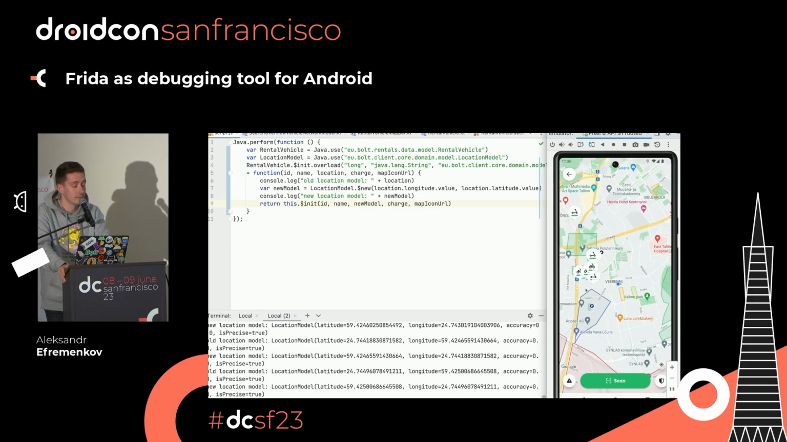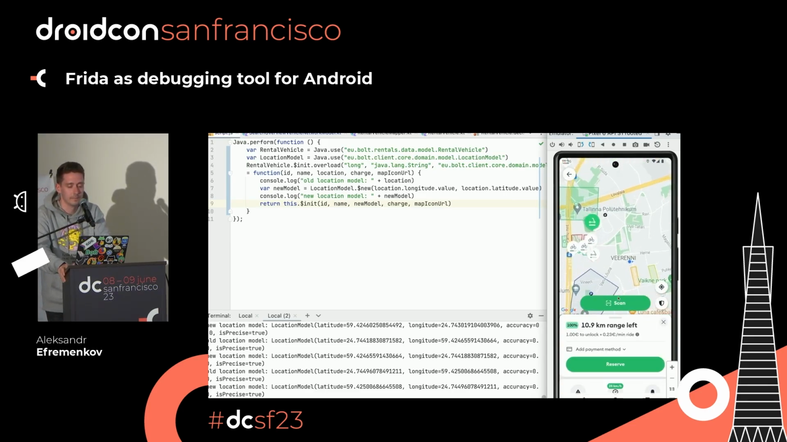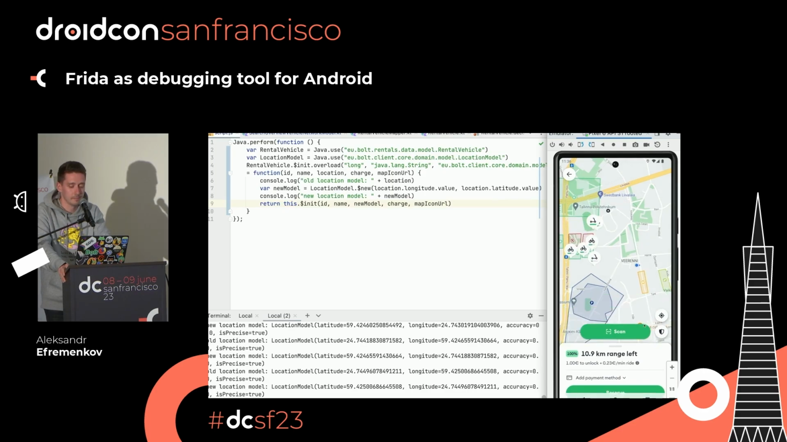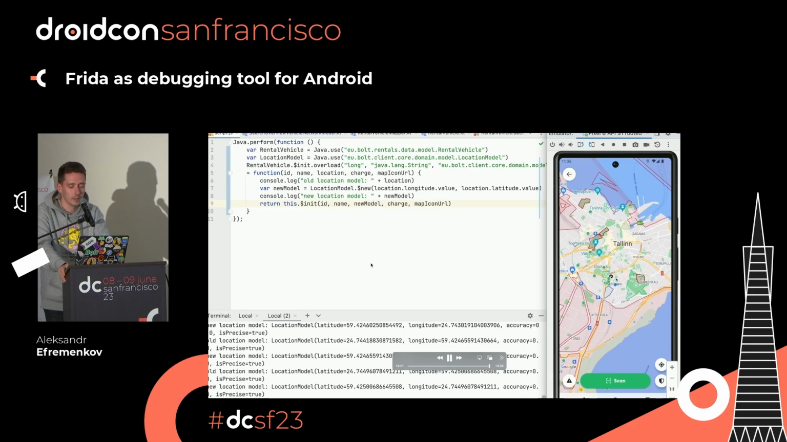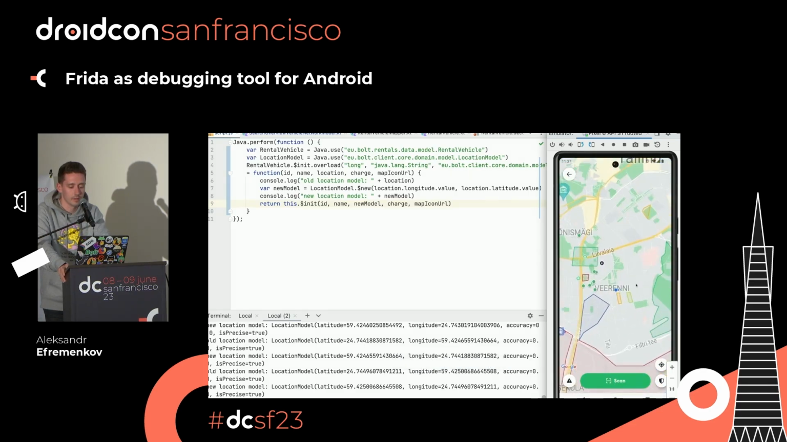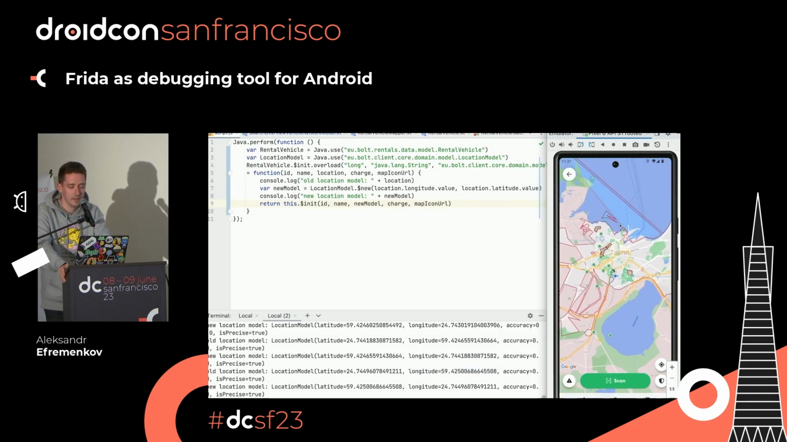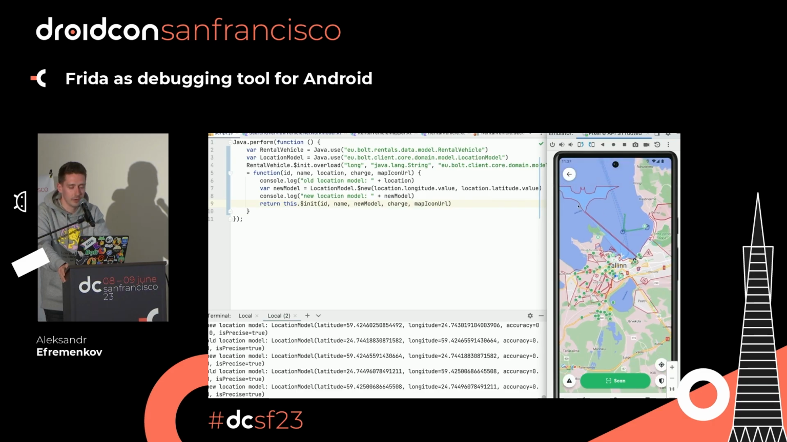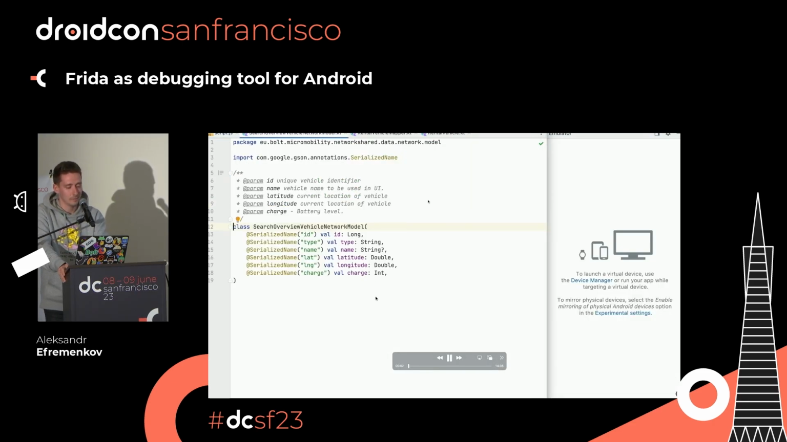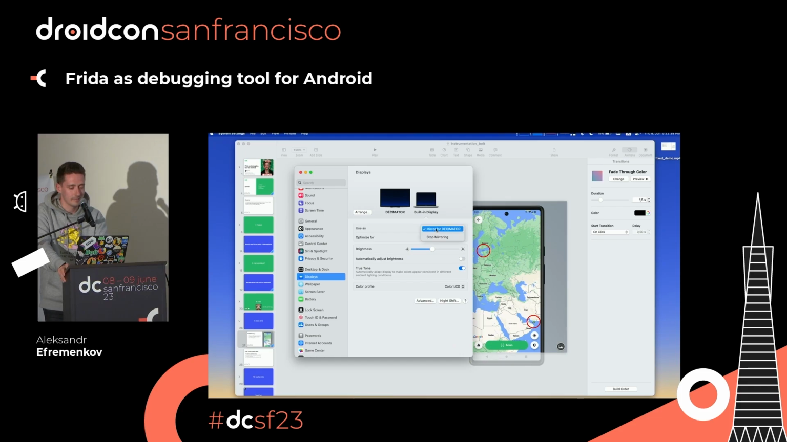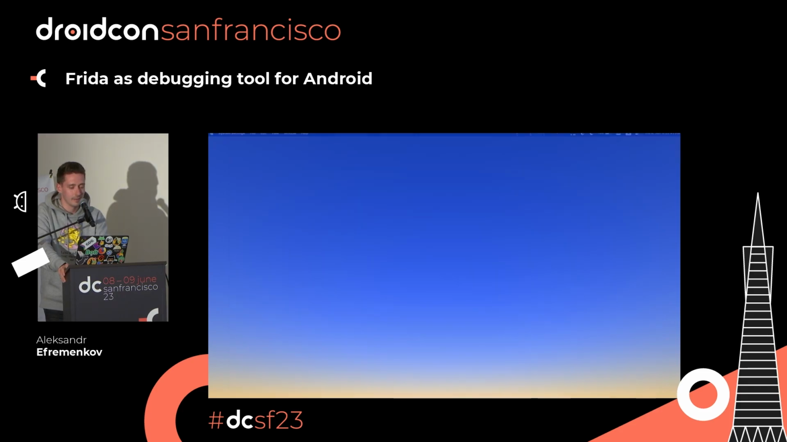Okay, it appears the scooters are there. The scooters are there, and everything works fine. You could see all the scooters on the map instead of the ocean. By the way, in our testing environment, we do have a Batman location polygon just for fun. Okay, what else?